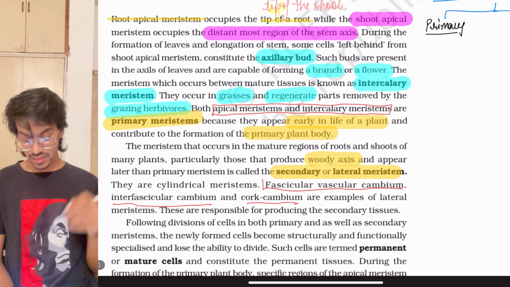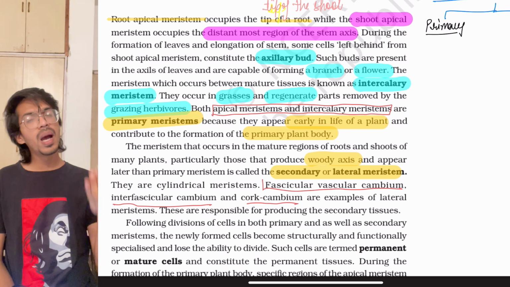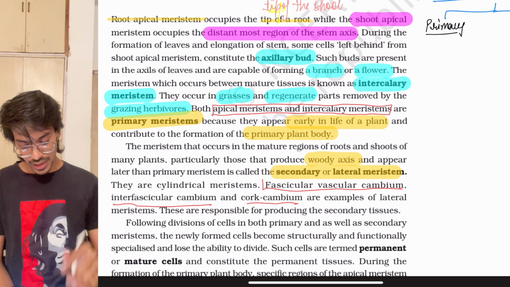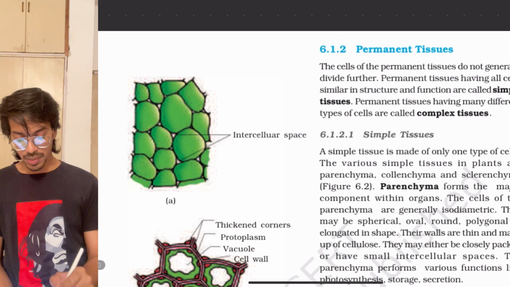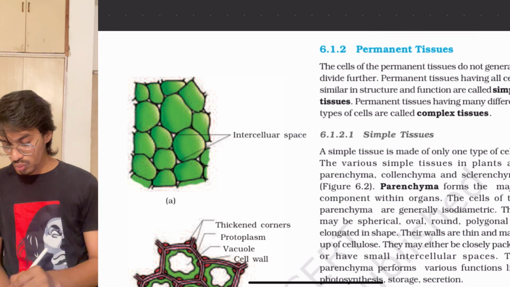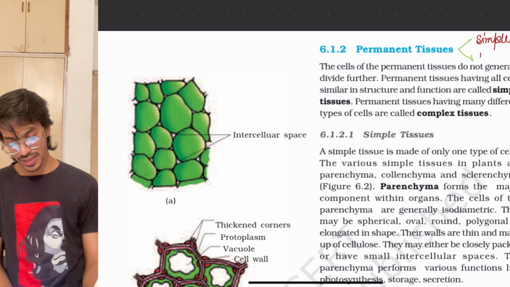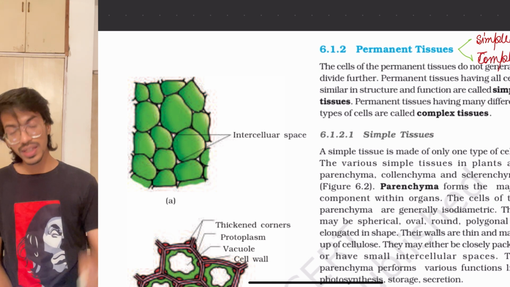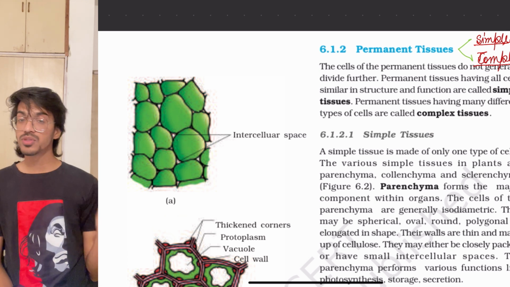Then the next thing is, once the cells become like this, they will later on take particular functions and become a permanent tissue. So the next topic in our syllabus is permanent tissue. Permanent tissue is very easy. There are two divisions of the permanent tissue. What are those divisions? Permanent tissue could either be simple tissue or complex. So its division is only two. Simple means only one type of cell is present. Complex means multiple types of cells are present.